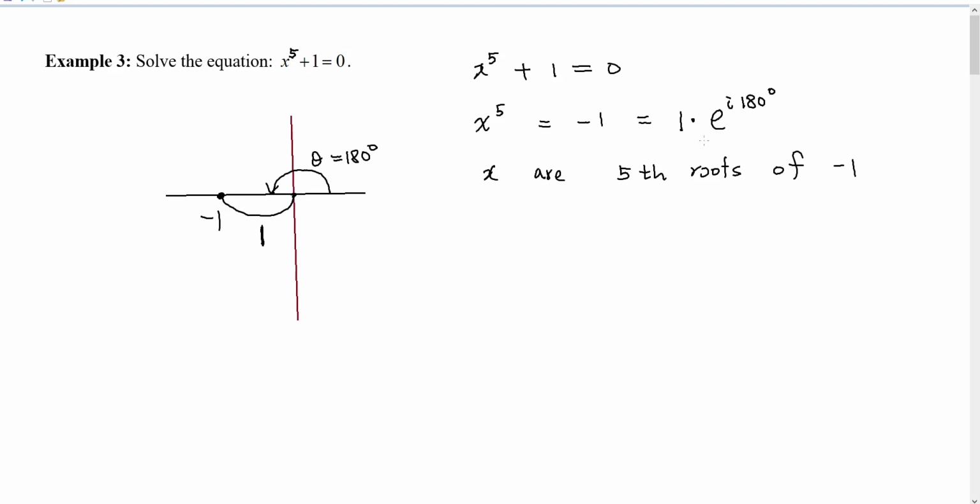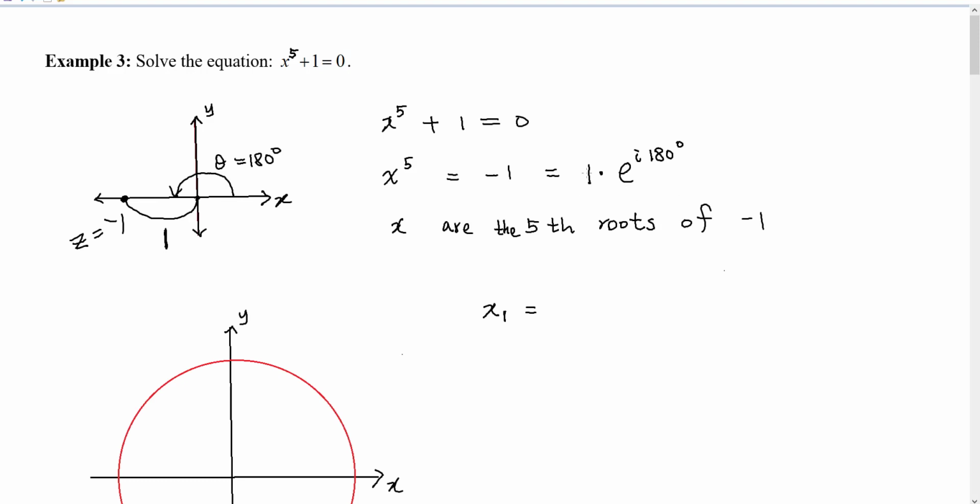So solving the equation in complex numbers, x to the 5 plus 1 equals 0 means x to the 5 is equal to negative 1. What are the x's? The solution x's are nothing but the fifth roots of negative 1. So we are looking for the complex fifth roots of negative 1.